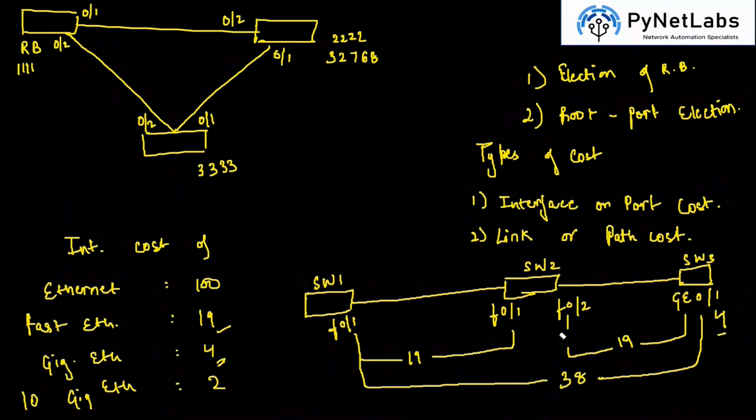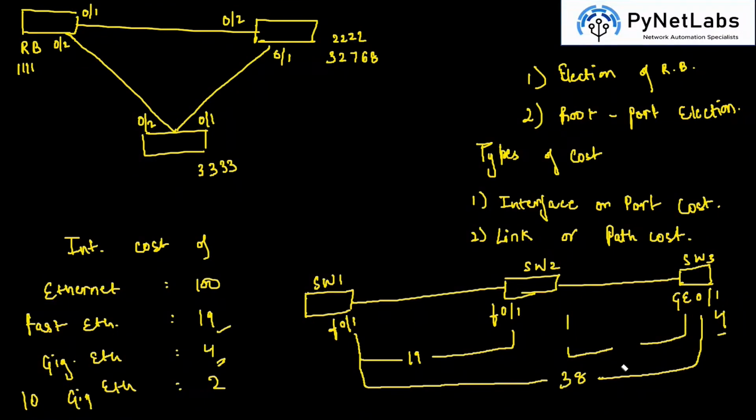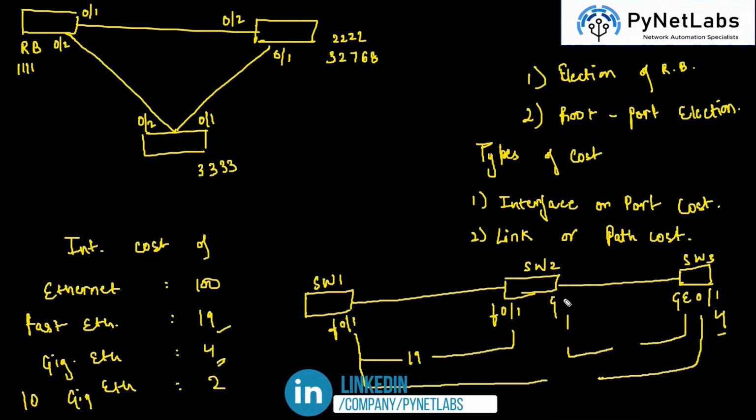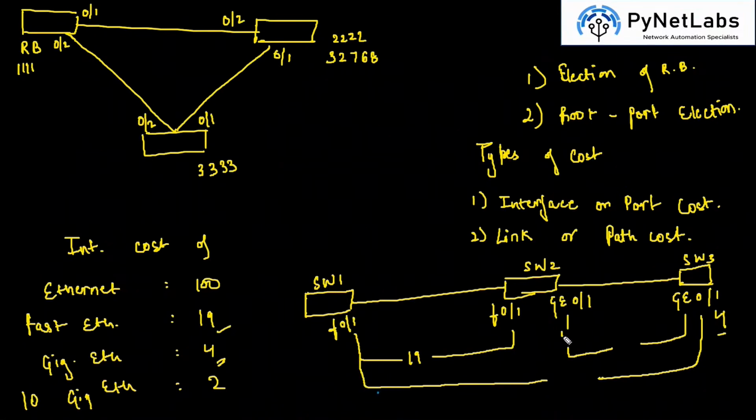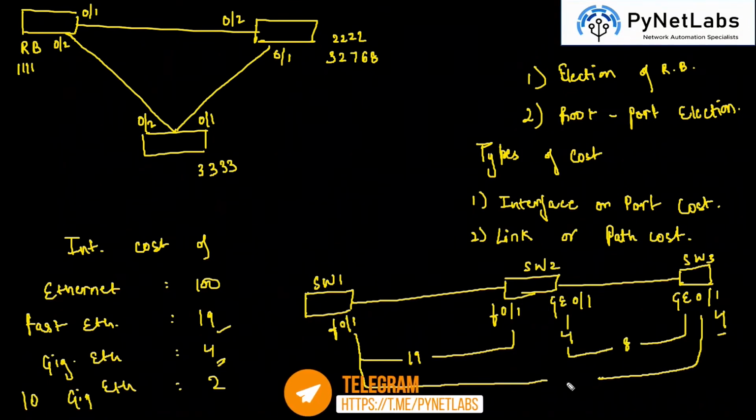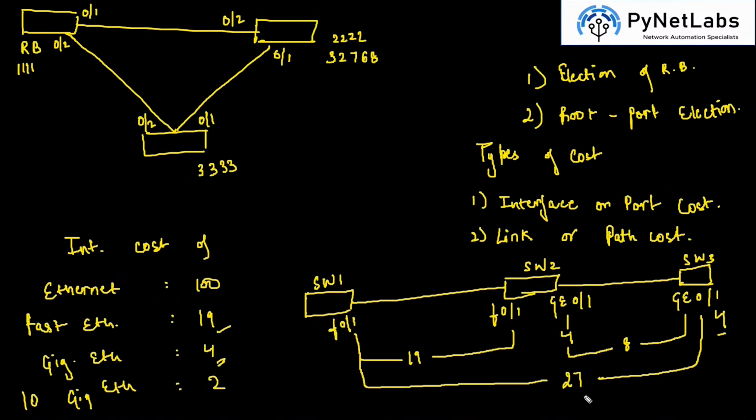Now I want you guys to assume that this switch is totally connected over gigabit Ethernet ports. So let's say here also it was connected on GE0/1. Now we know that the cost will be 4, right? And if we talk about the traveling cost, it will be 8. So the total cost will end up to 27. That's how this works.